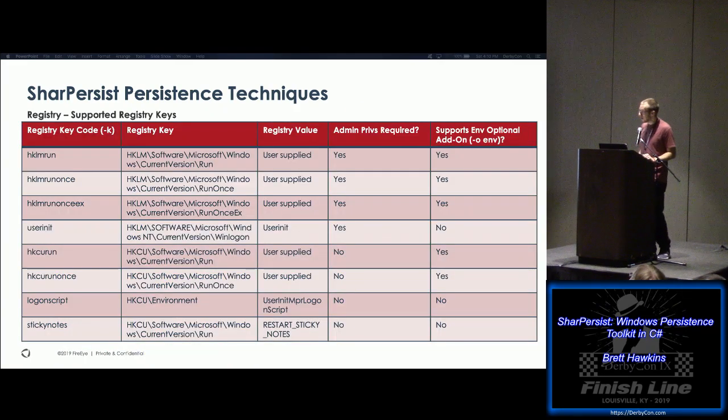So, different registry keys, just for the initial release. I know there's tons of registry keys that you can use for persistence. This is just for the initial release, so there's 8. 4 of them require admin privileges, 4 of them do not.